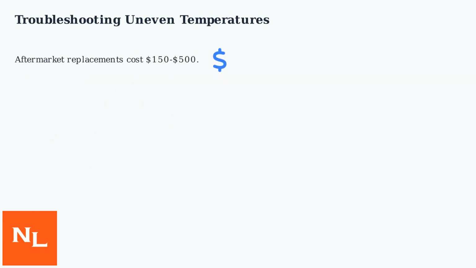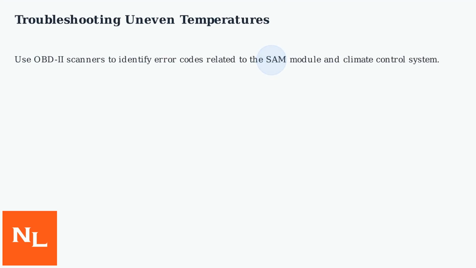Replacing the blend door actuator with an aftermarket part typically costs between $150 and $500, depending on the supplier and labor. To diagnose the issue, use an OBD2 scanner to read error codes from the SAM module, which is the signal acquisition module that controls the climate system.